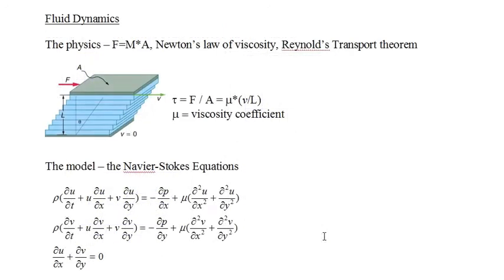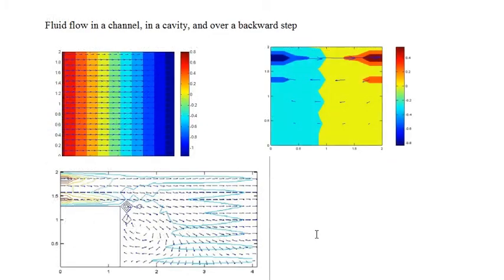The underlying physics for the Navier-Stokes equations is Newton's second law of motion and Newton's law of viscosity, which is equally simple. However, deriving the equations requires some effort. We'll leave it at that. The results are fantastic. The graphs show fluid flowing in a pipe, in a cavity, and over a backward step.